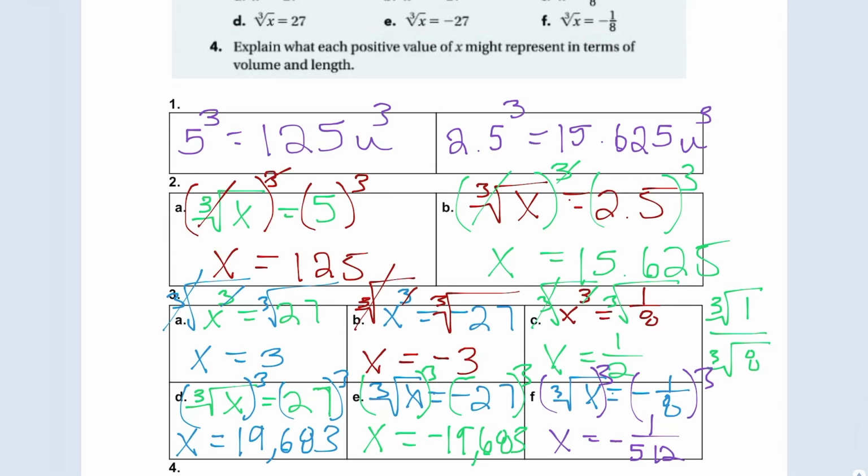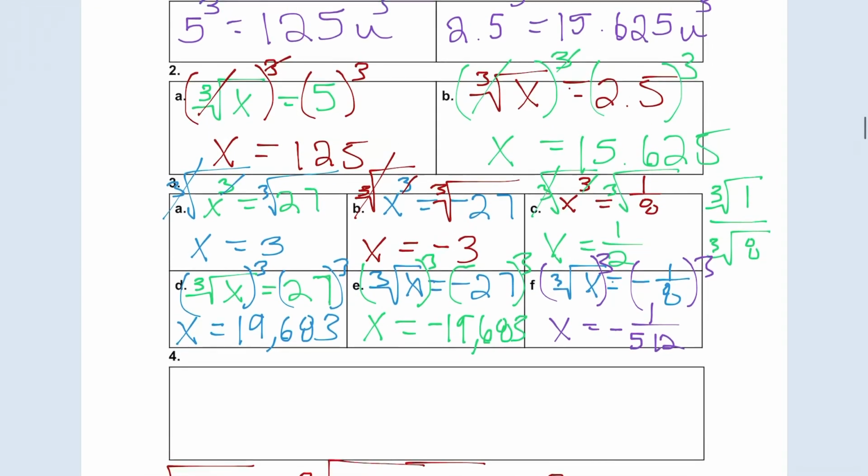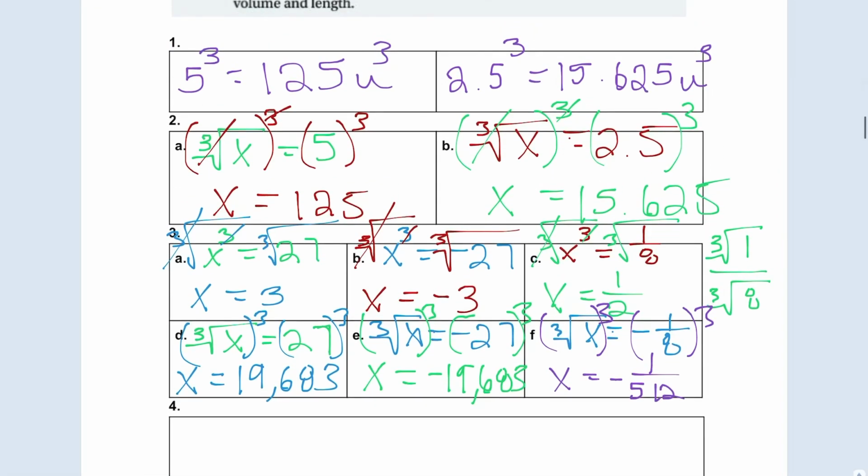There we go. Okay, next, question 4, it says explain what each positive value of x might represent in terms of volume and length. Okay, so we need to take a look at x equals 125, x equals 15,625, x equals 3, x equals 1/2, x equals 19,683, and that's it.